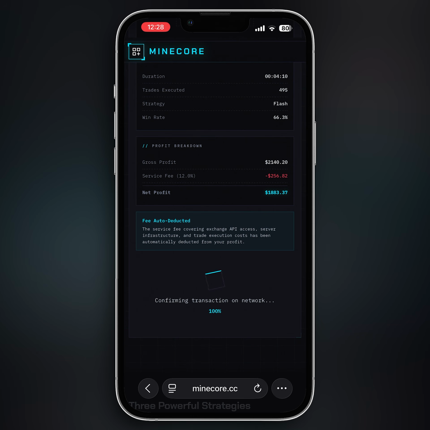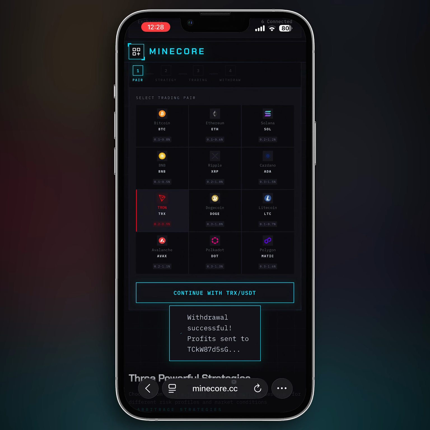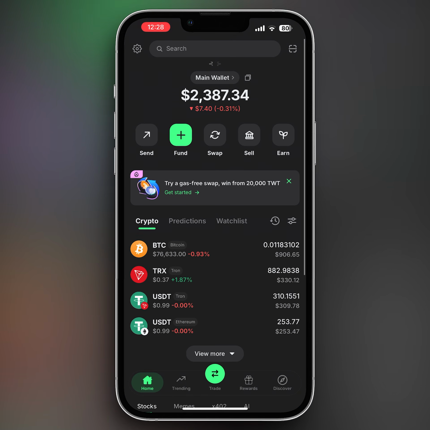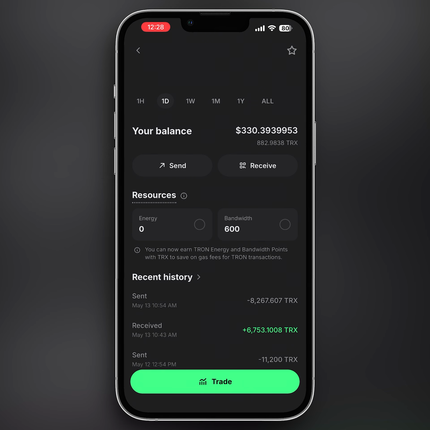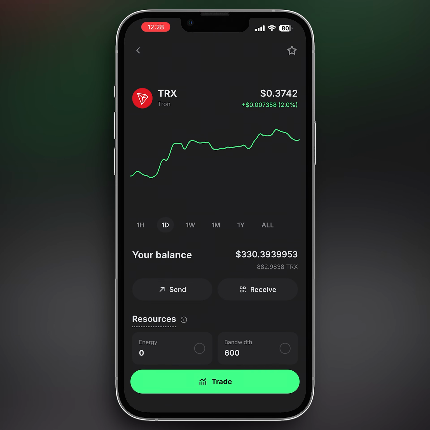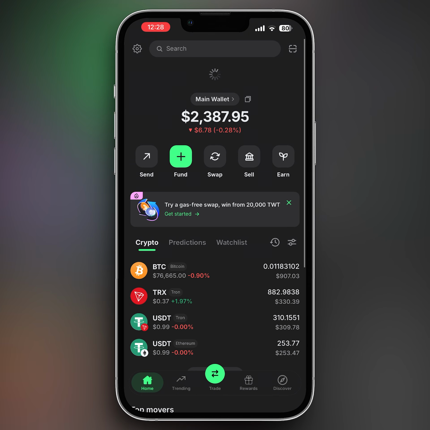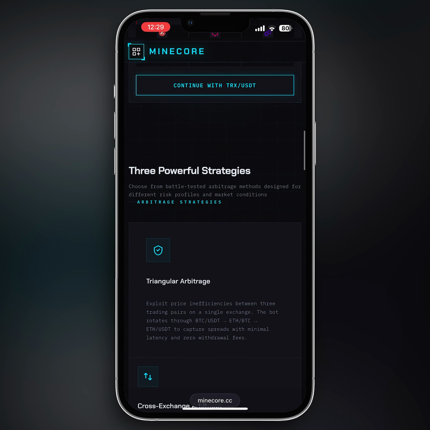Usually it takes a few minutes to arrive, so let me talk about how this thing actually works while that's processing. So, I want to break this down in plain terms because most people watch a demo like this and just think, okay, it made money, without actually understanding the mechanism behind it. And understanding the mechanism matters. So take any coin, let's say TRX. It trades on dozens of exchanges simultaneously. Coinbase, Binance, Kraken, all of them at the same time.